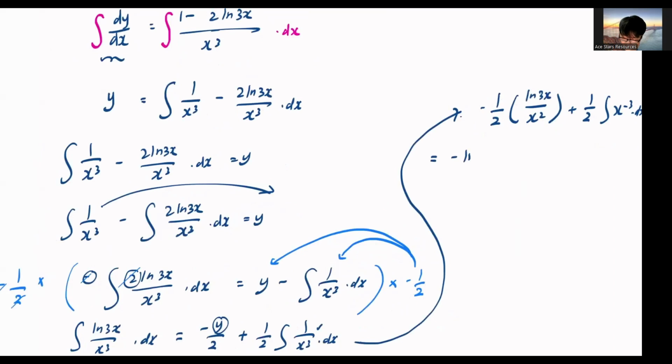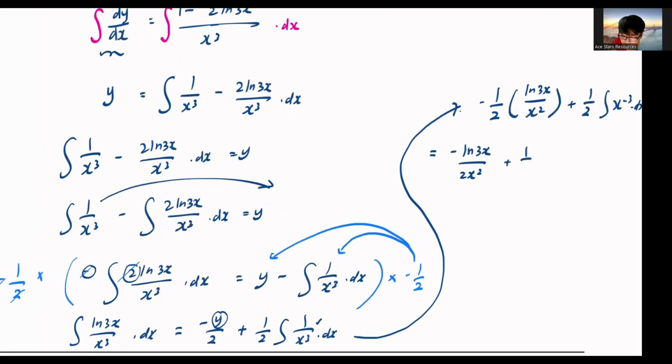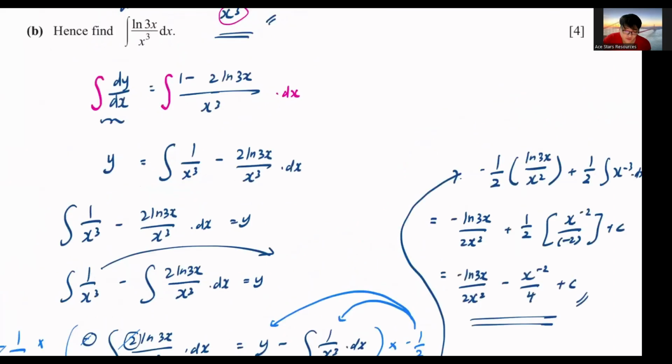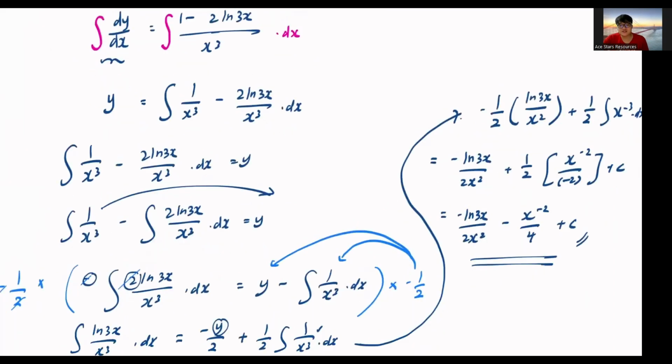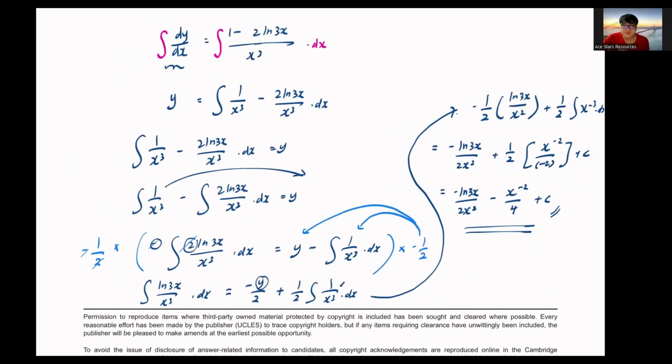So minus ln 3x over 2x squared, and then plus 1 over 2 times (x to the power of minus 2 over negative 2), plus c. Since there is no limit there, you have to add a constant c at the end. So there will be minus 1 over 4x squared, plus c. So you'll end up with something like this as your final answer.